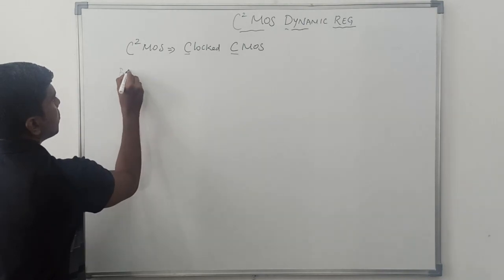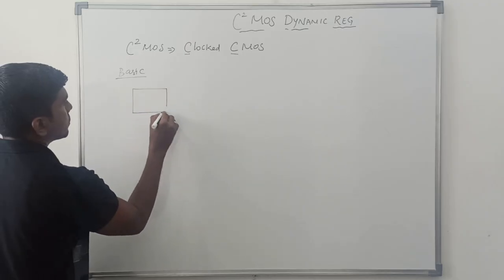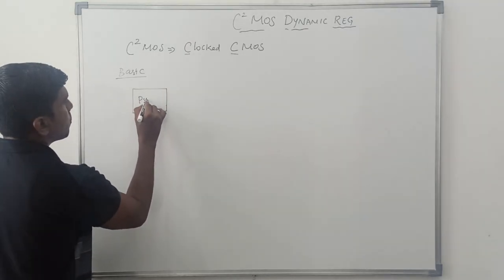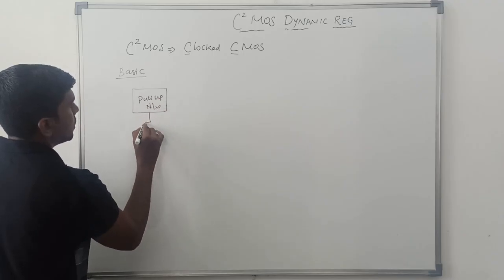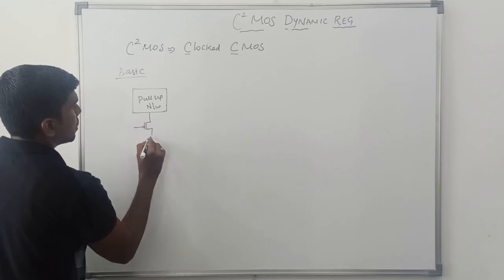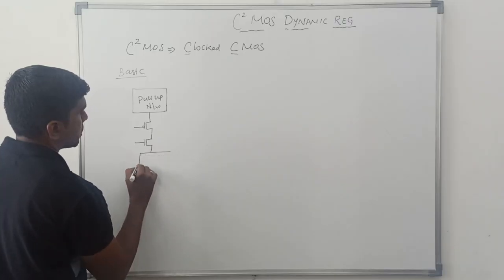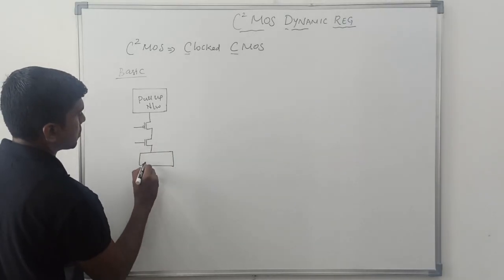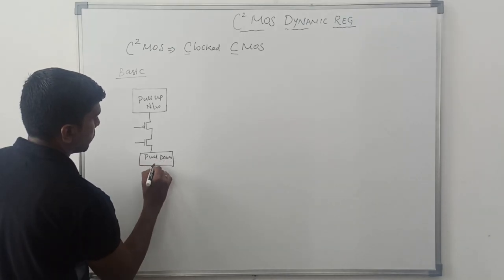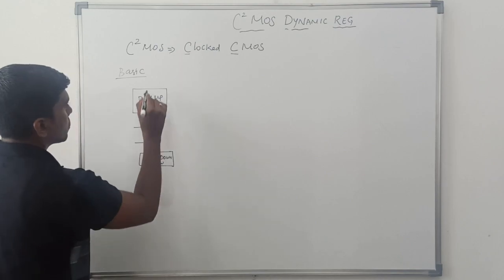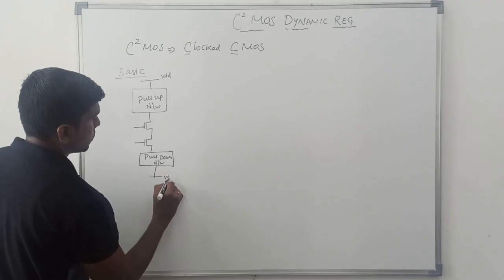So now I draw the basic structure. So this is the pull-up network. Then we are using two transistors, one is the PMOS transistor and another one is the NMOS transistor. Then this one is the pull-down network. So the pull-up network connects to VDD, the pull-down network connects to VSS.